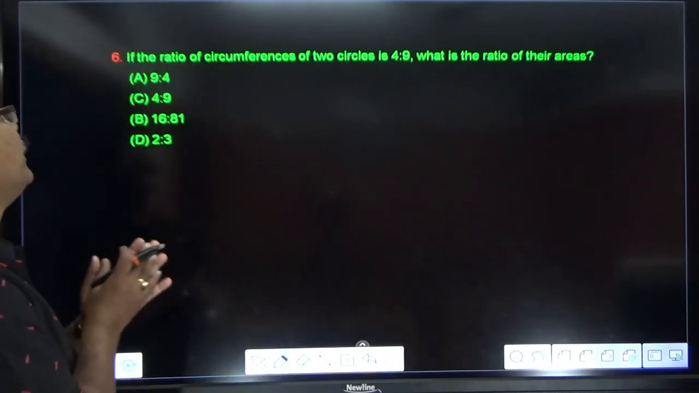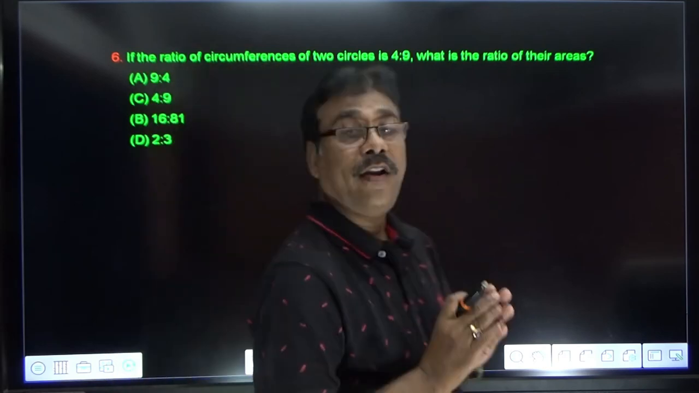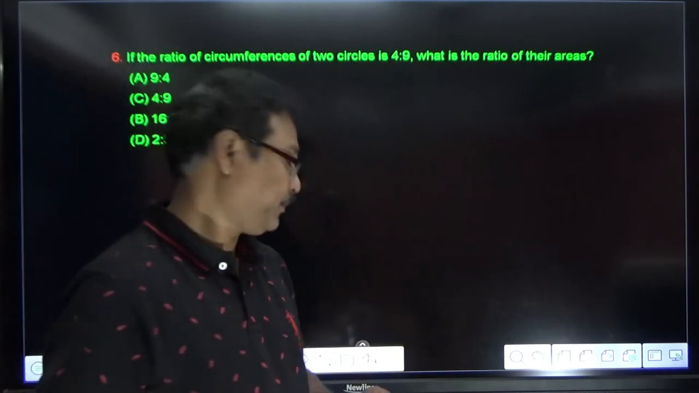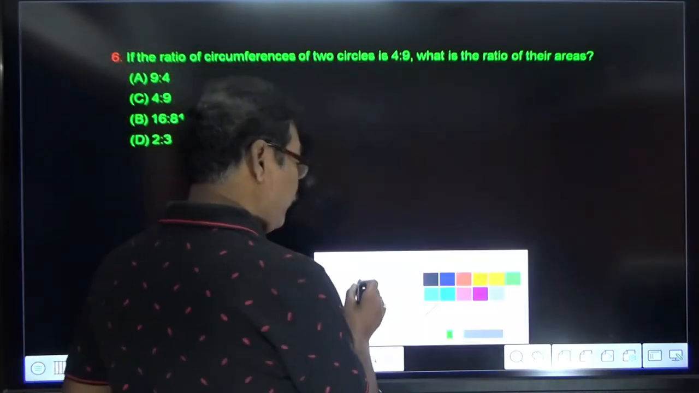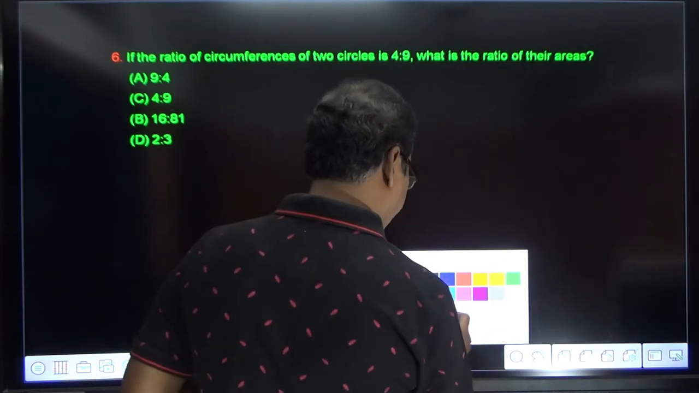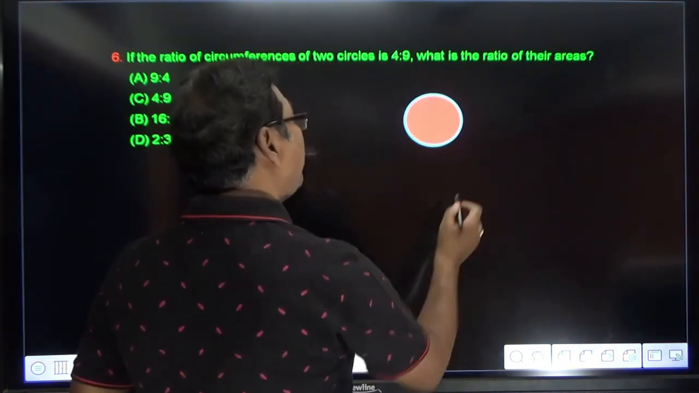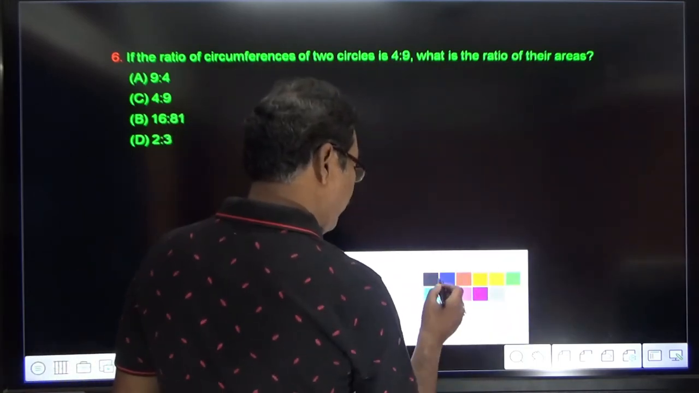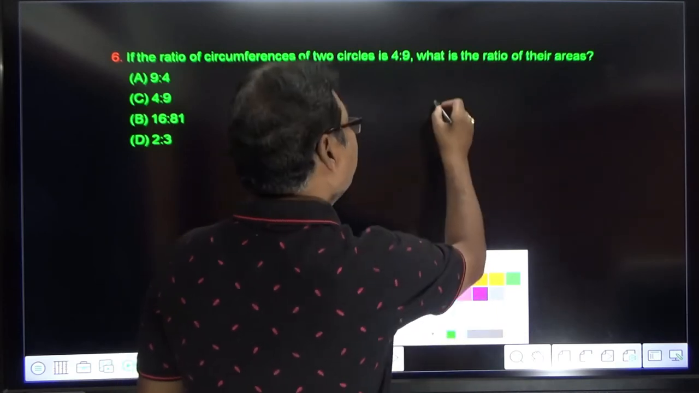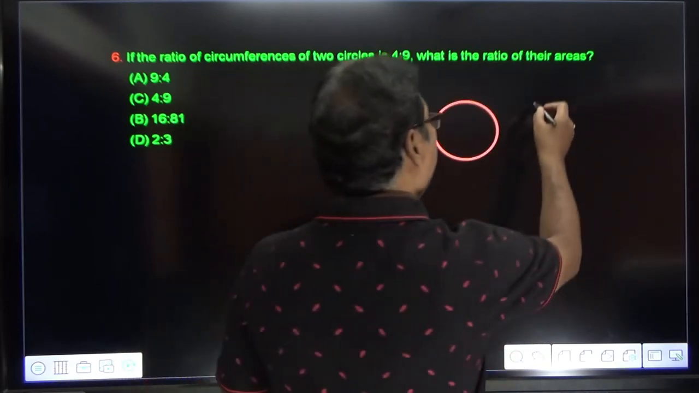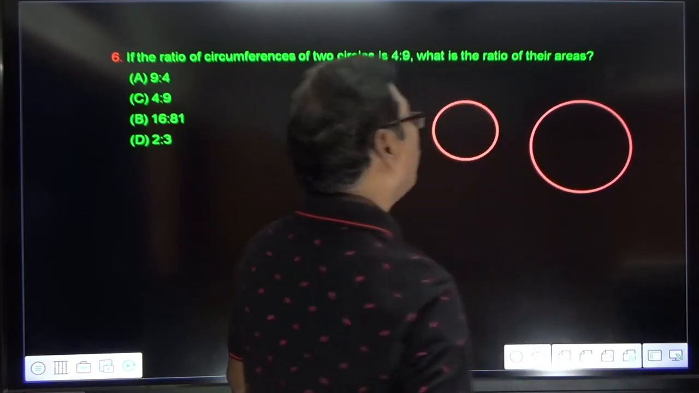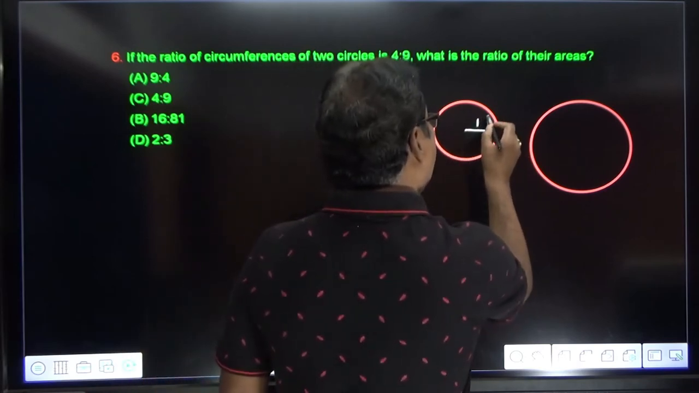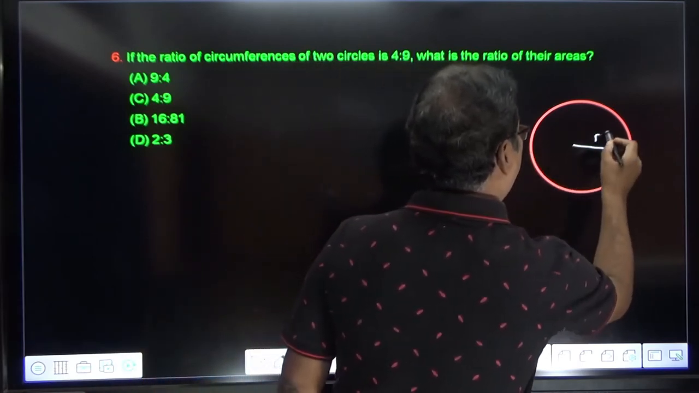See, what is the question? The ratio of circumferences of two circles is 4 is to 9. Find the ratio of their areas. Two circles are there. Let me draw two circles. Say, these are the two circles. This is a circle, the smaller one, and this is another circle, the bigger one. Say its radius is R1 and its radius is R2.